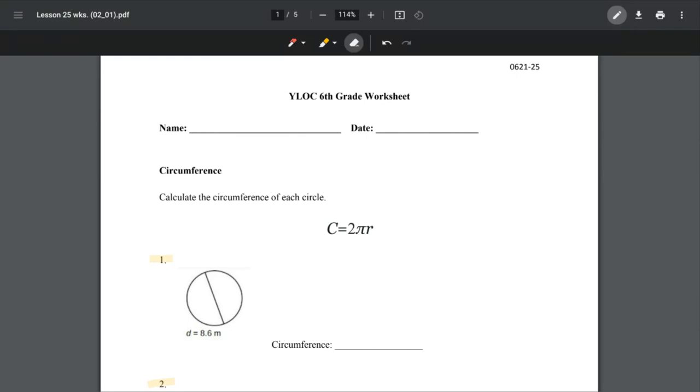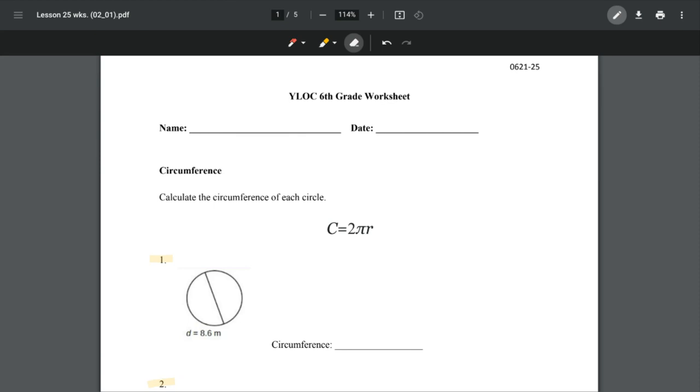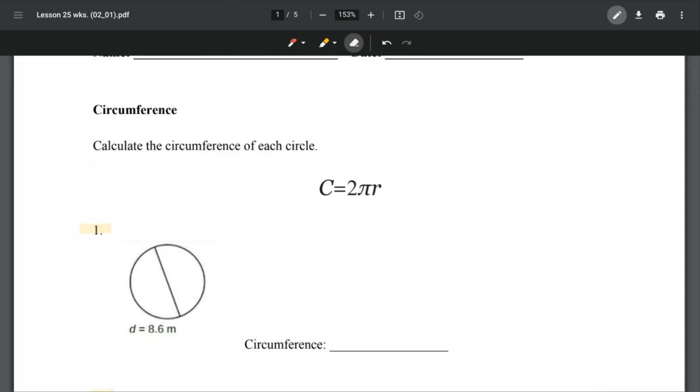Hey guys, this is lesson 25, and let's go ahead and get started. So, we're asked to calculate the circumference, right? And we are given this formula right here, where C stands for circumference, and R stands for radius, right? And we know that pi is 3.14, right?